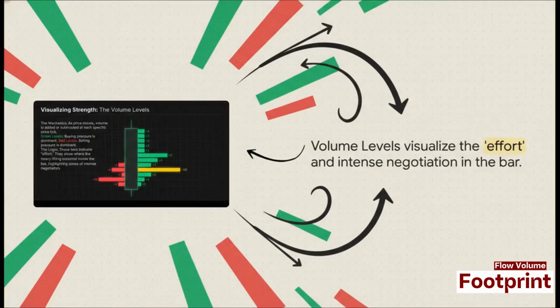Now let's look at these horizontal bars. These are the volume levels. The green ones show buying pressure, the red ones show selling pressure. Think of these as showing you the effort. They pinpoint where the real action, the heavy lifting, actually happened. If you see a really long bar, that's where a huge battle, some serious negotiation went down.